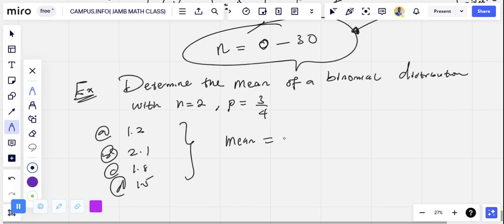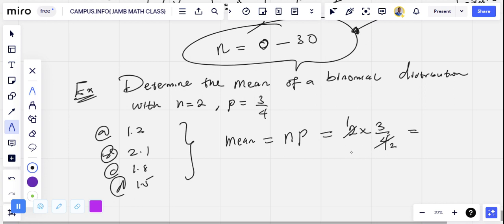Anybody? Nice. That's nice. Thanks for that. So what is n? n is given to us as 2. p is given to us as 3 over 4.